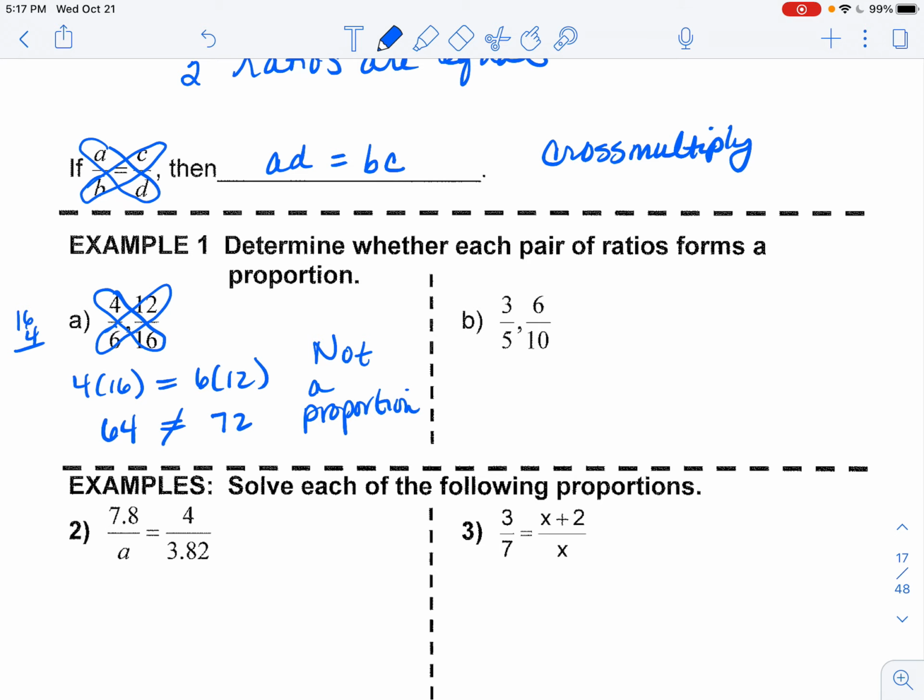All right, let's take a look at B. Cross multiply. 5 times 6, does that equal 3 times 10? Yes. 30 is equal to 30.